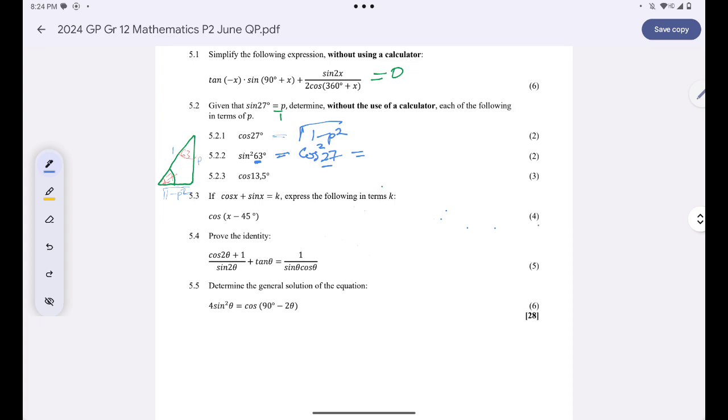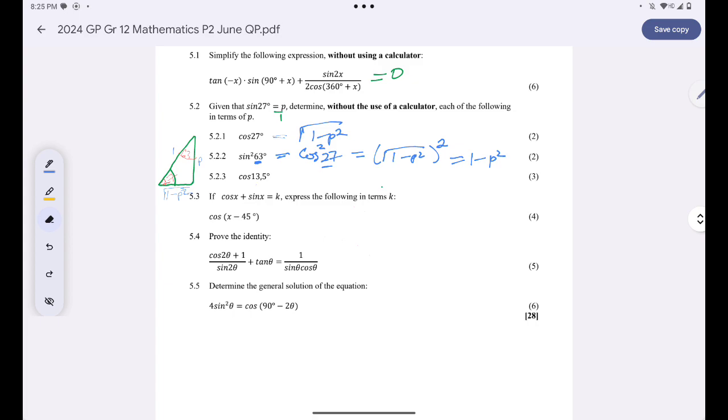So here I'll have 1 minus P squared, but since the cos is squared, I need to square everything there, and then my answer will be 1 minus P squared.